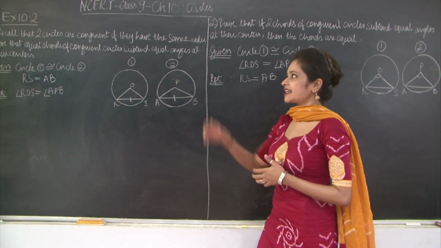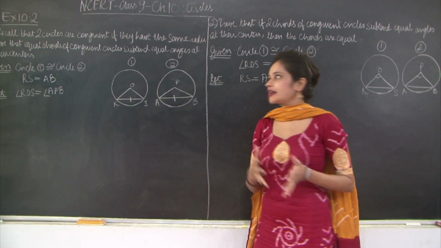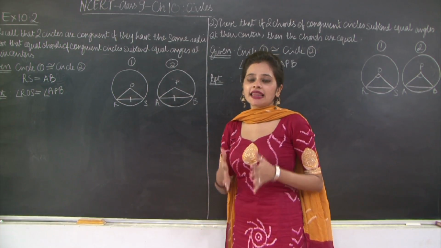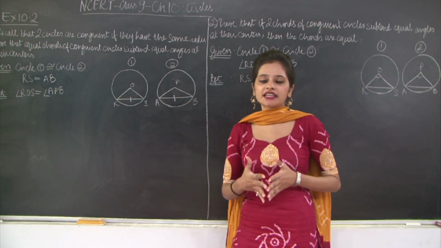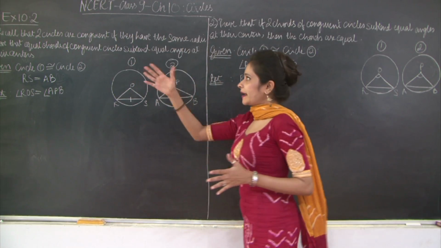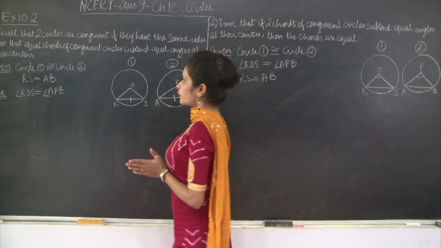We will start with exercise 10.2 which is related to theorems 10.1 and 10.2 that we learned previously. They were about the angle subtended by the chord at the center of the circle. So, coming back to exercise 10.2, the question number 1.